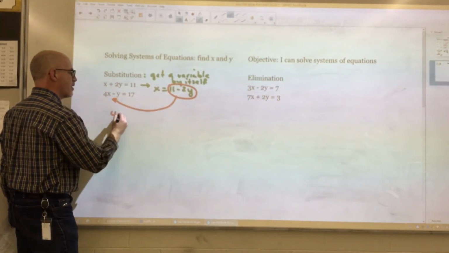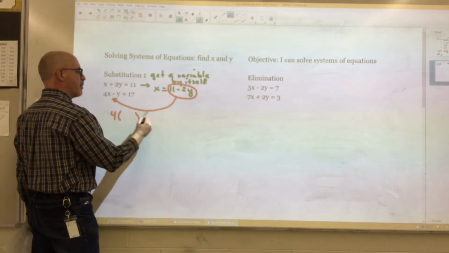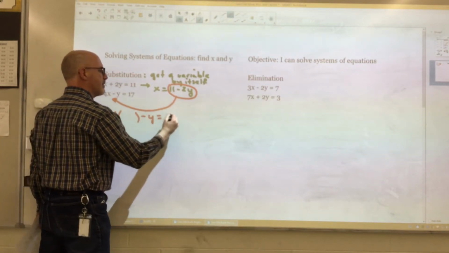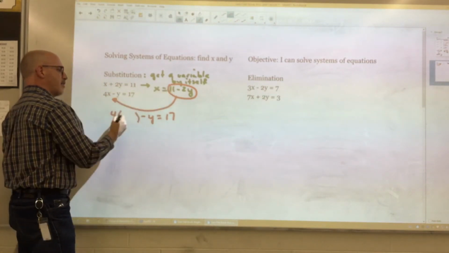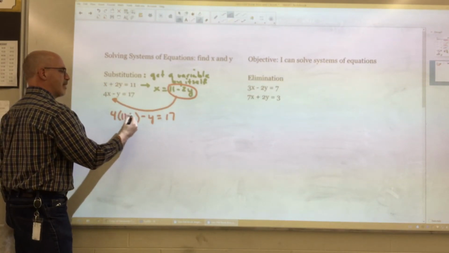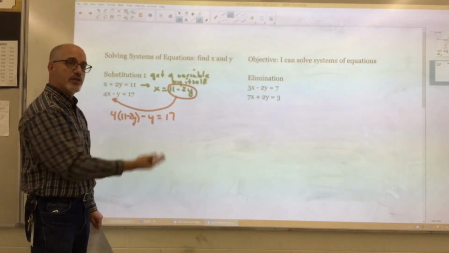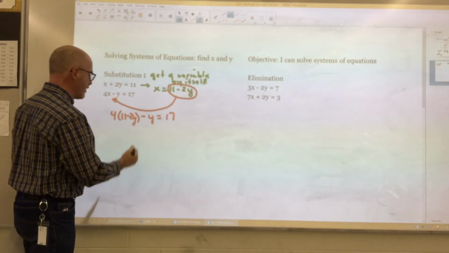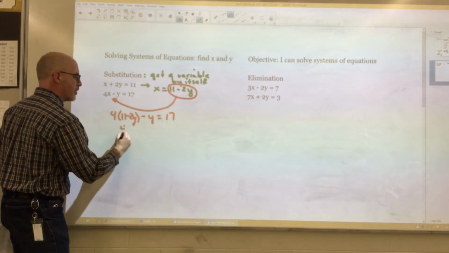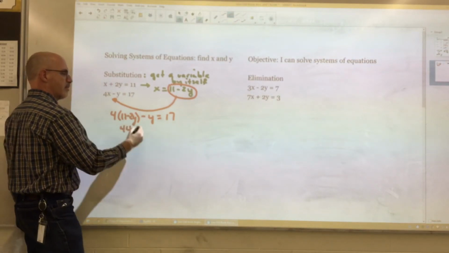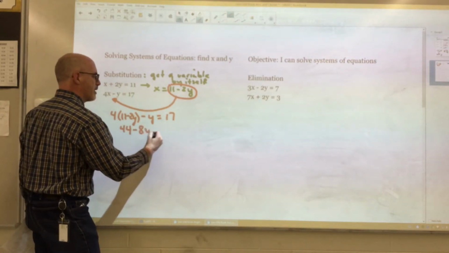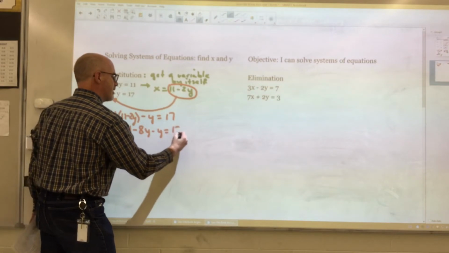So I'm going to have 4, take out the x, put it in parentheses, minus y equals 17. I'm going to put this 11 minus 2y in the place of where the x was, and now I've got an equation with just one variable. I'm going to solve it. So 4 times 11 is 44. 4 times 2y is 8y, minus y equals 17.